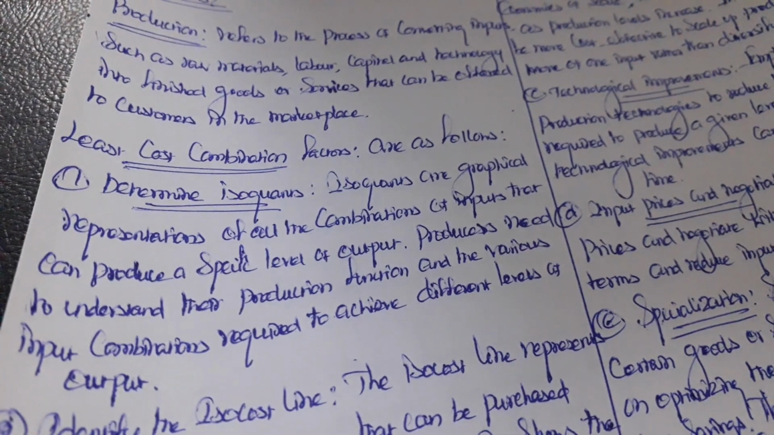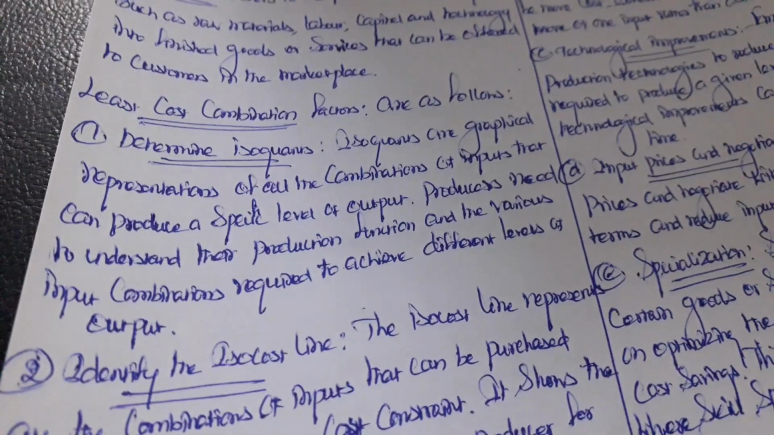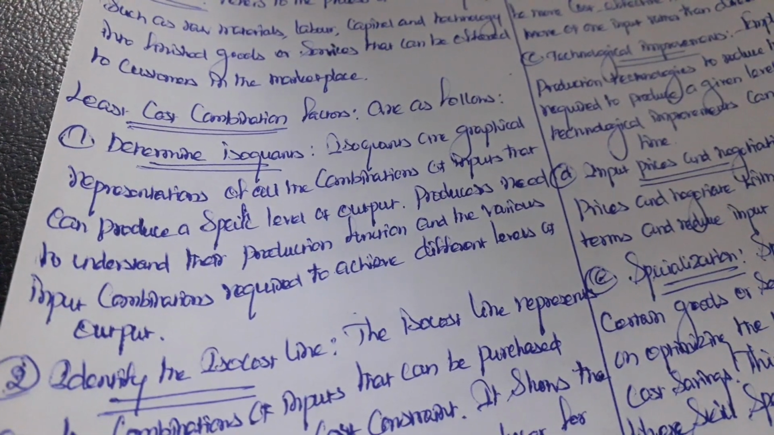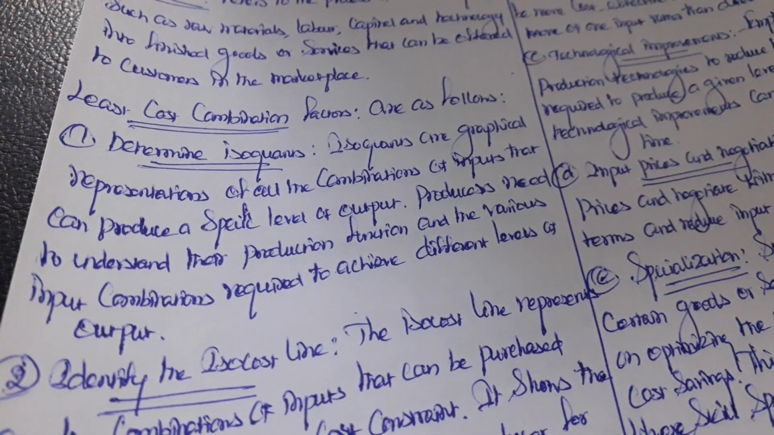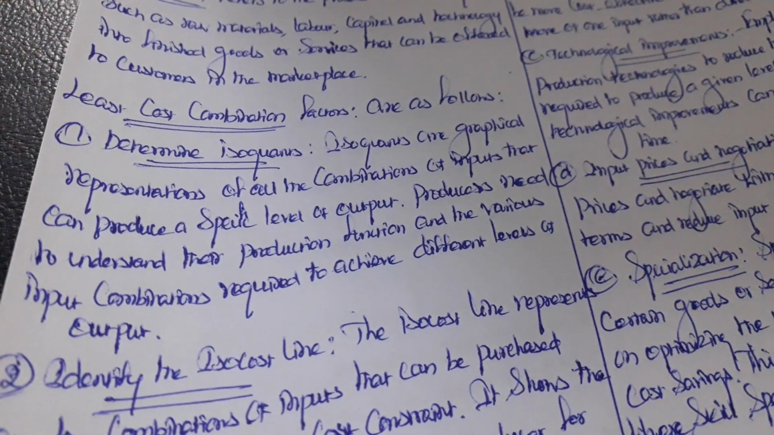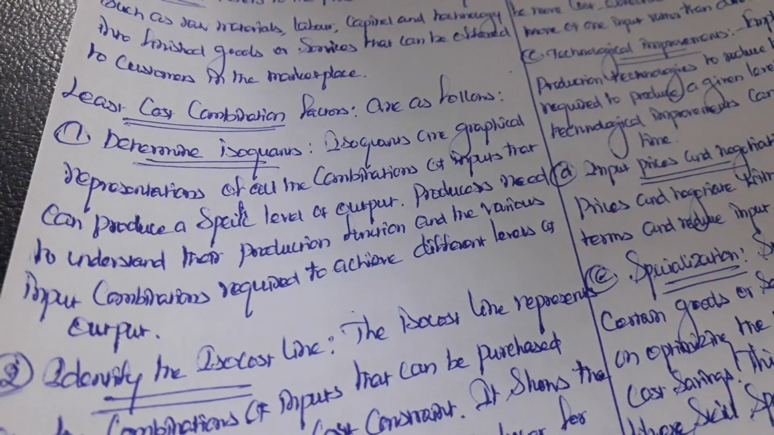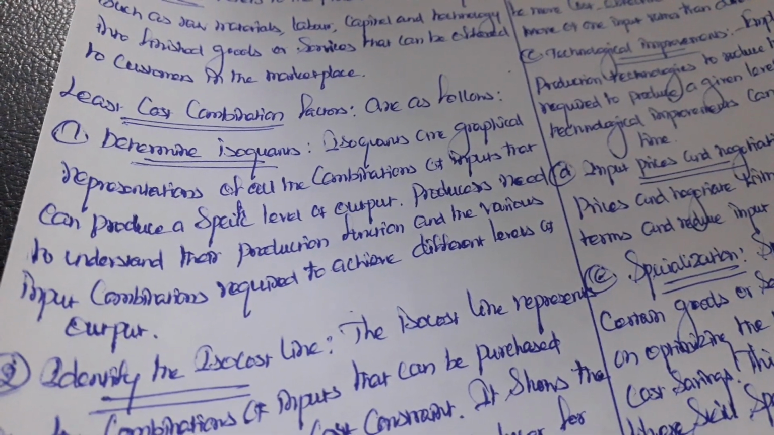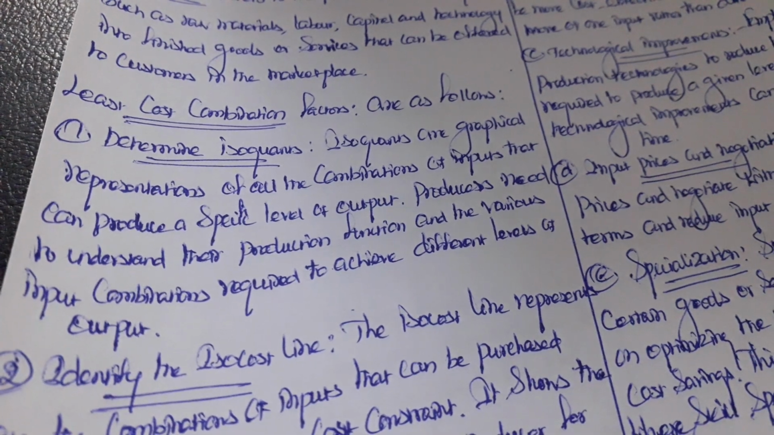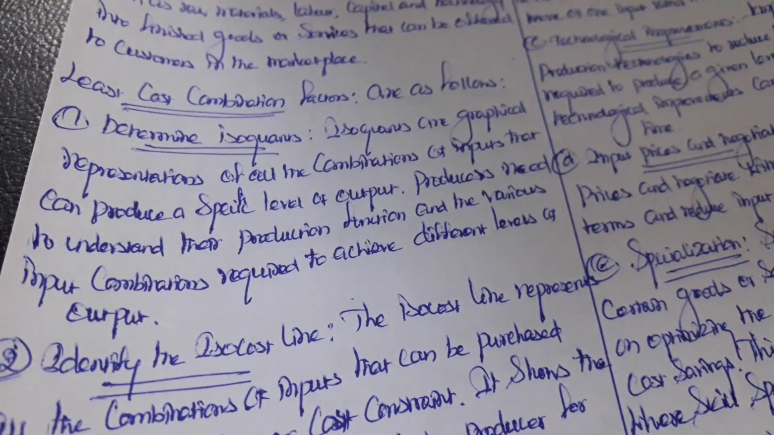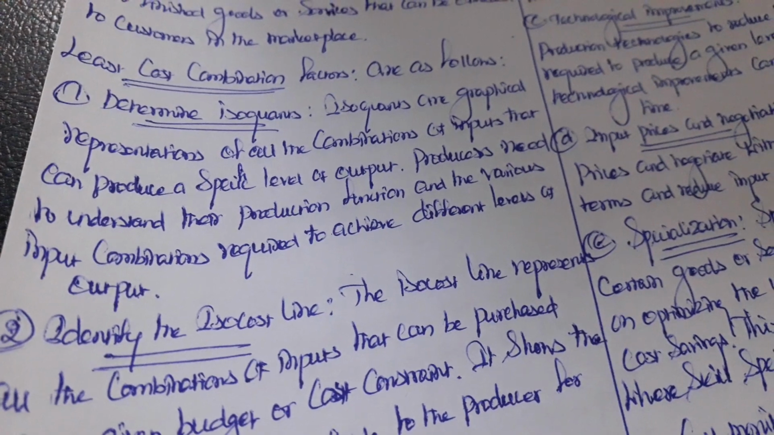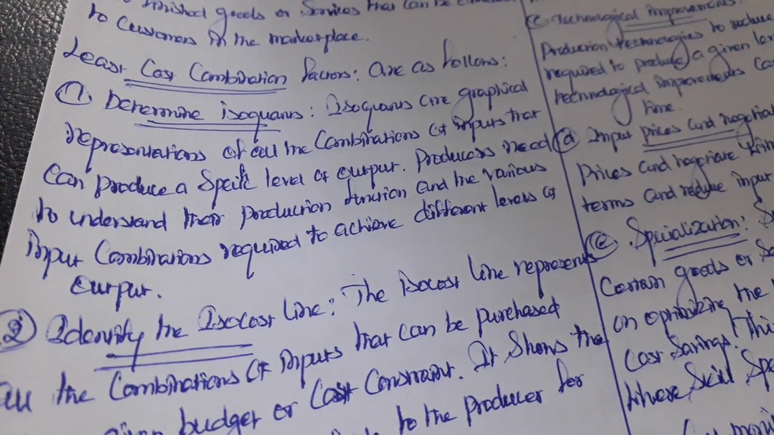Least cost combination factors are as follows. The first factor is to determine isoquants. Isoquants are graphical representations of all the combinations of inputs that can produce a specific level of output. Producers need to understand their production function and the various input combinations required to achieve different levels of output.